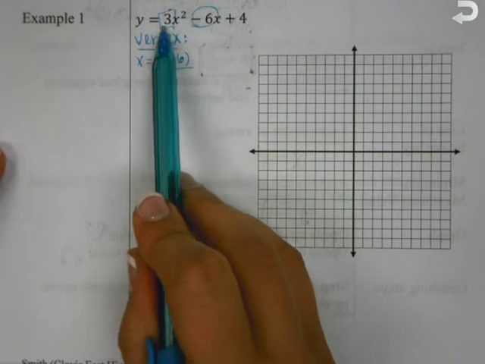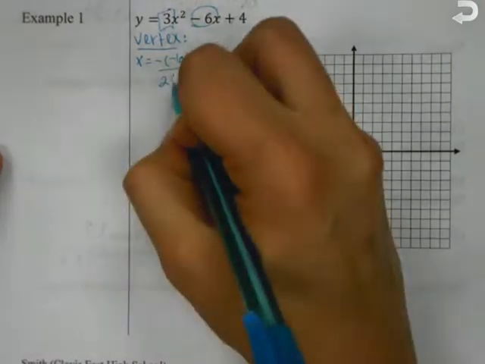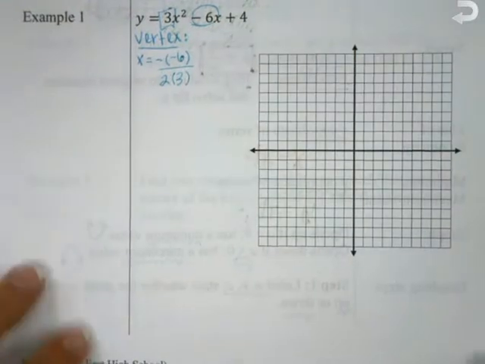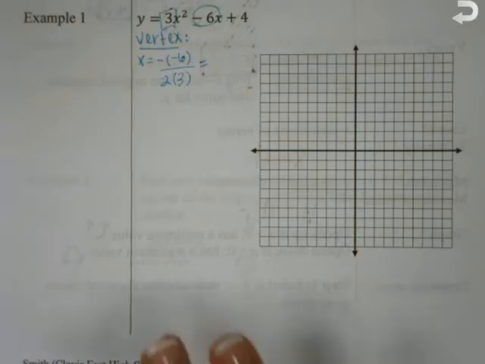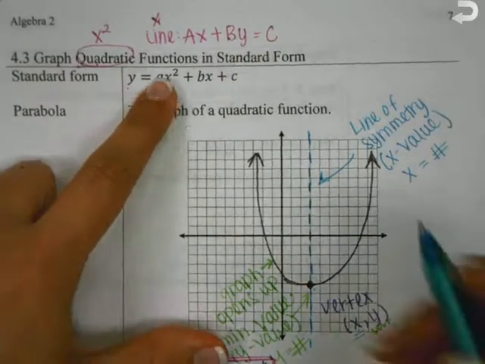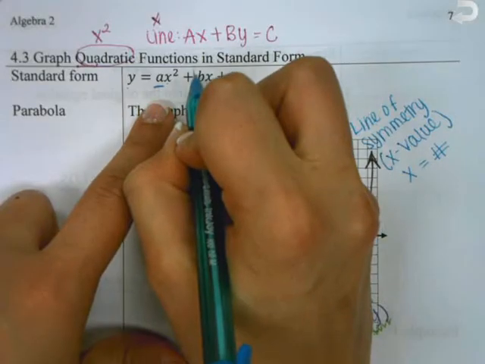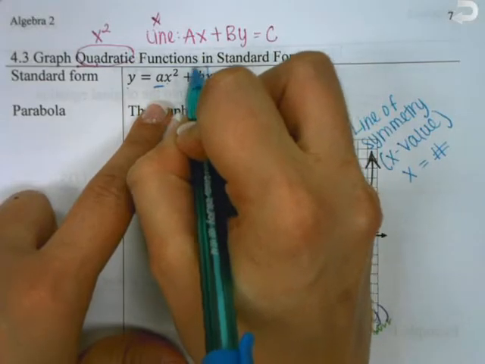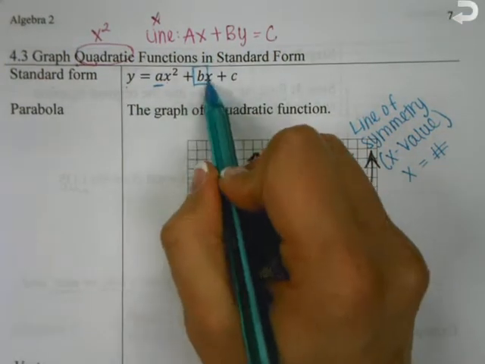Where does that formula come from? If you go back to the very beginning of your notes, in standard form, a is what's in front of x squared, b is what's in front of x. That's always the case. So b is in front of the x, a is in front of the x squared. That's where I get b and a.